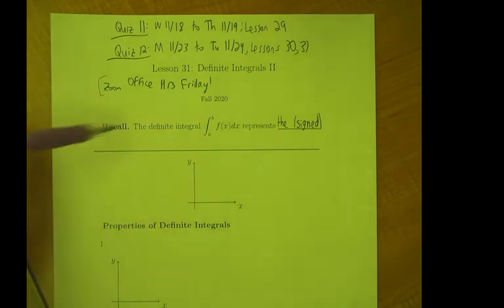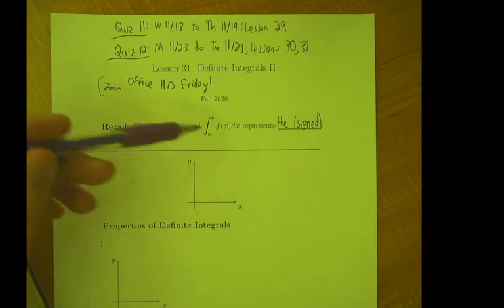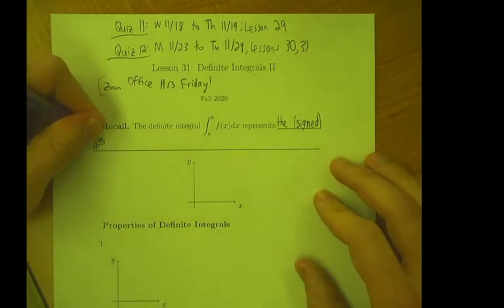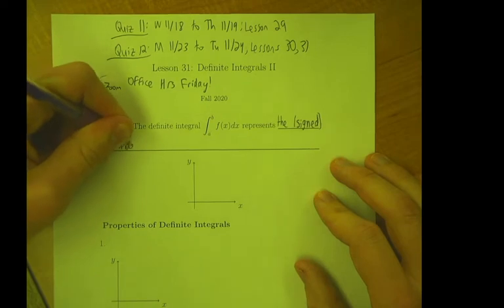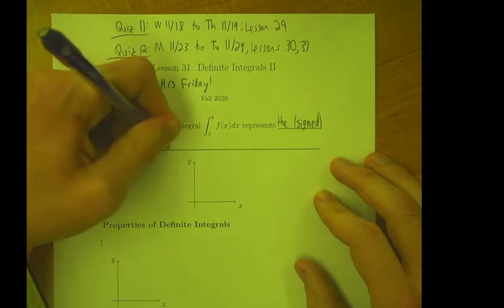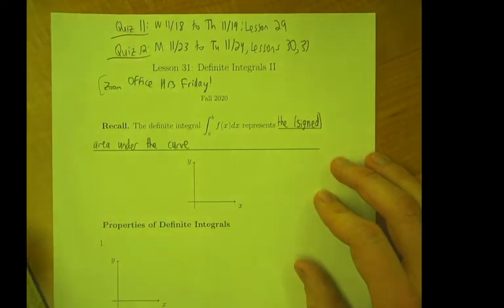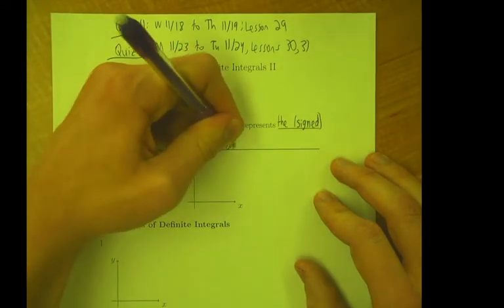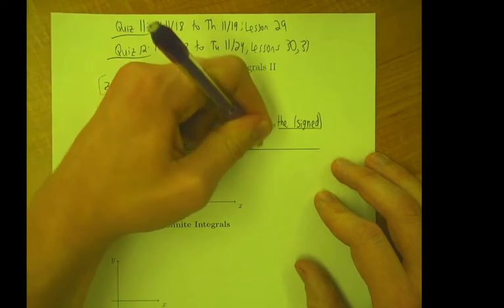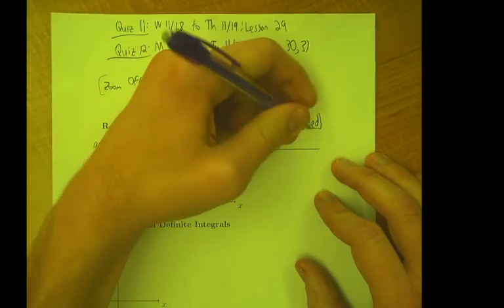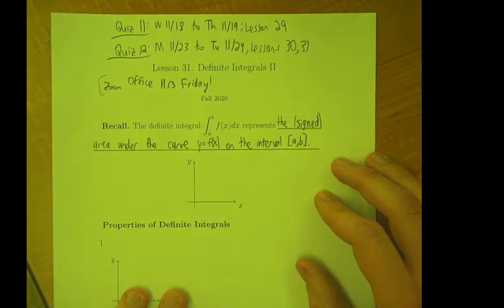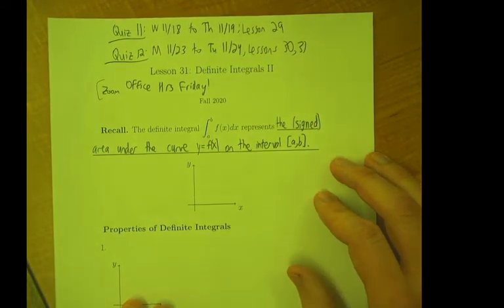So back to this. The definite integral from a to b of f of x dx, like we said, represents the signed area under the curve y equals f of x on the interval a, b.